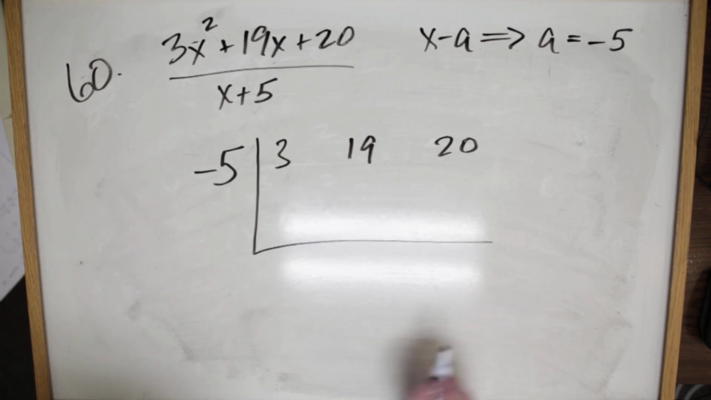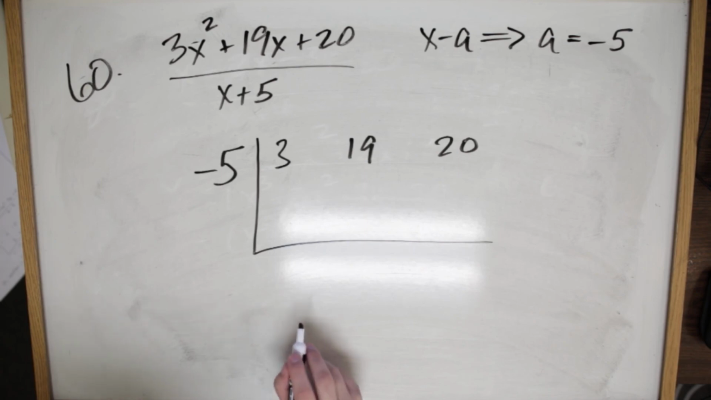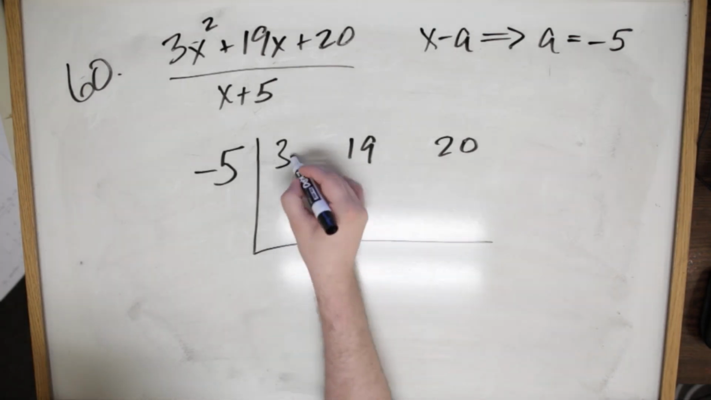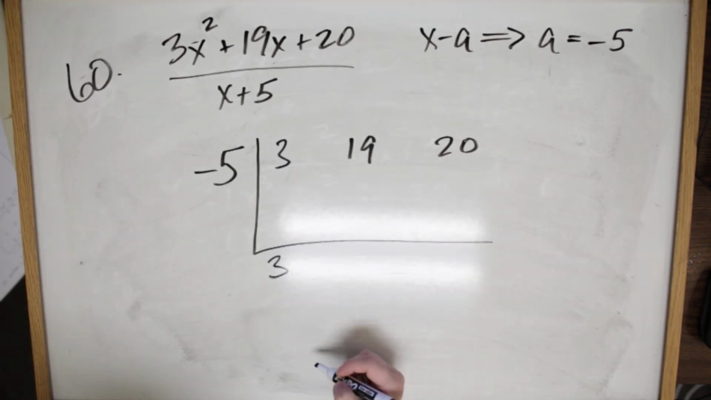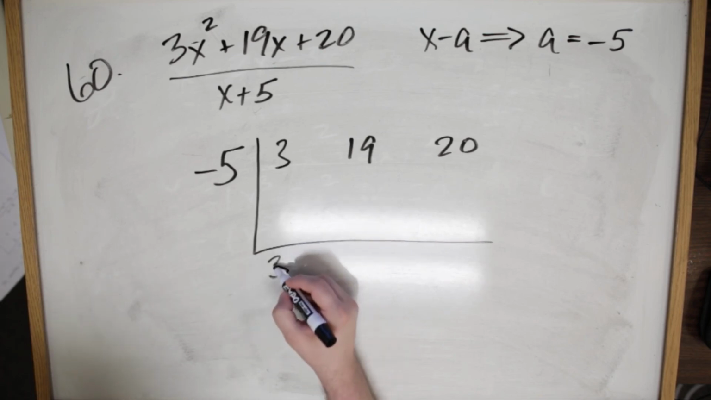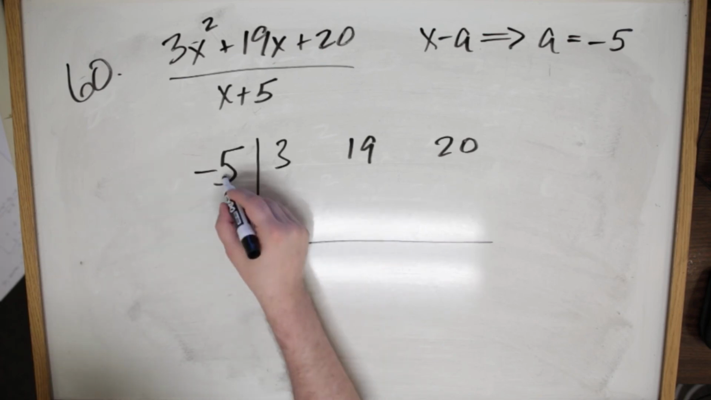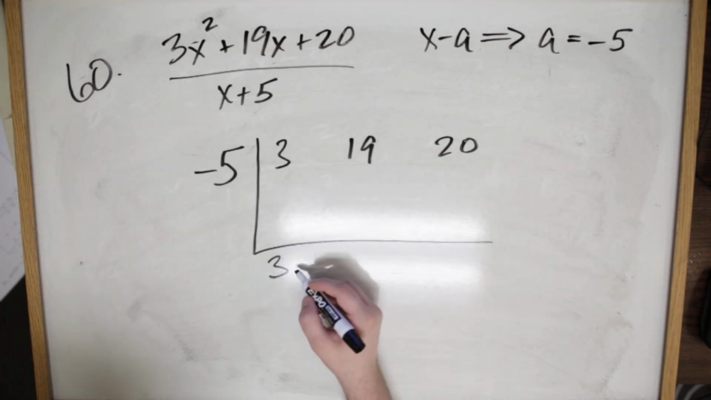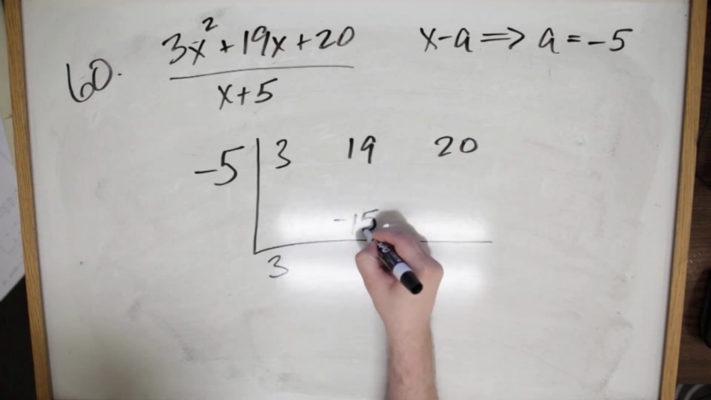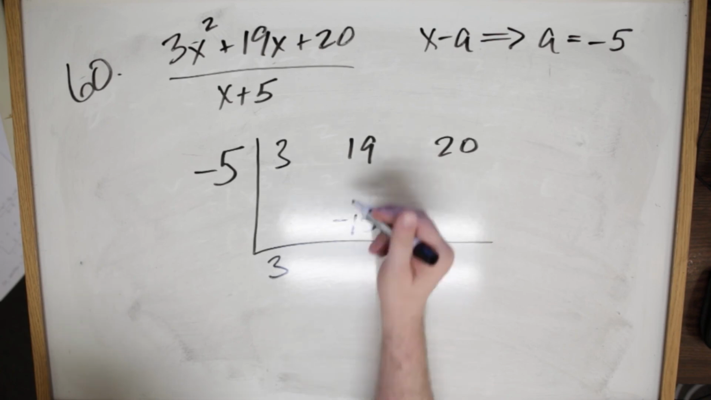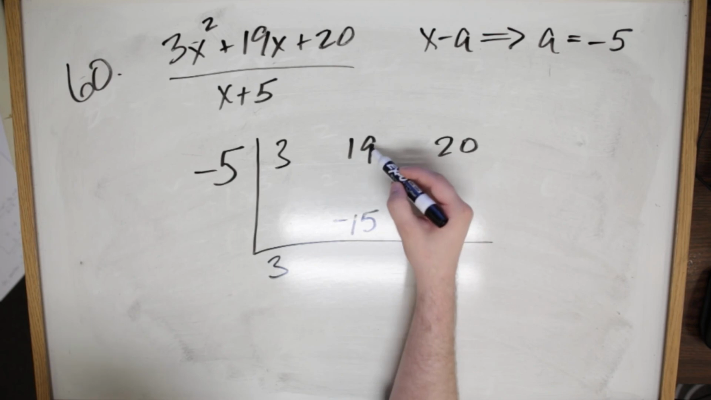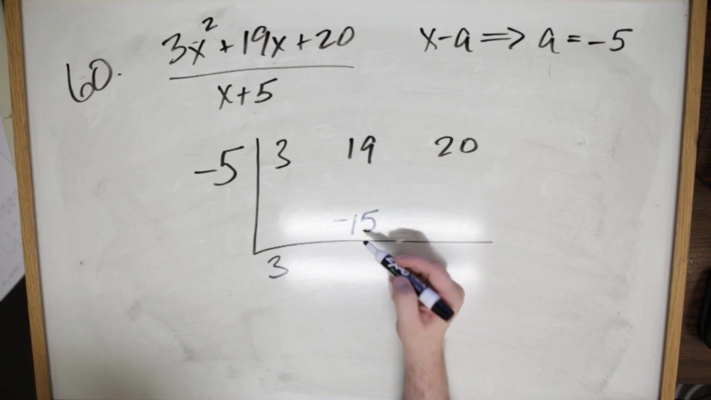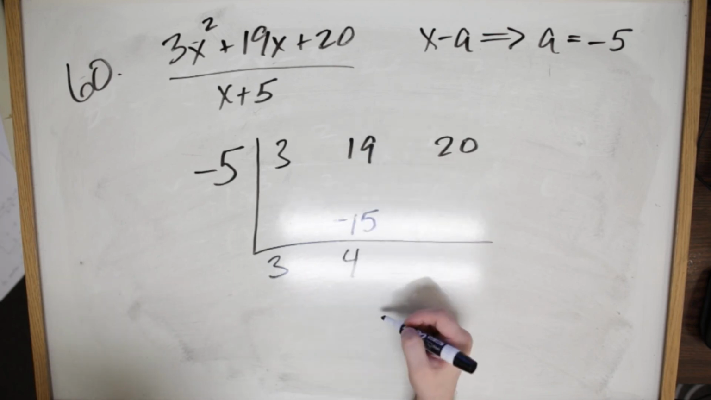Now, when you get to this point, the very first thing that you're going to do is that first coefficient, you're just going to drop it all the way to the bottom, okay? So that 3 is just going to drop straight down. Now I multiply that 3 times that minus 5. So that's going to give me minus 15, okay? So that number goes below the second piece. Now I do 19 minus 15, and I get a positive 4.